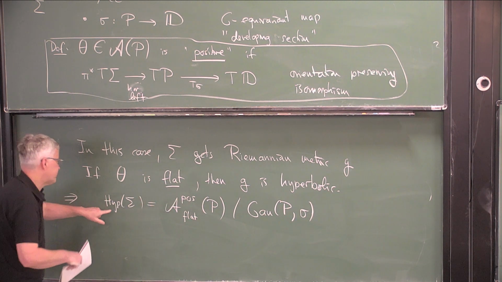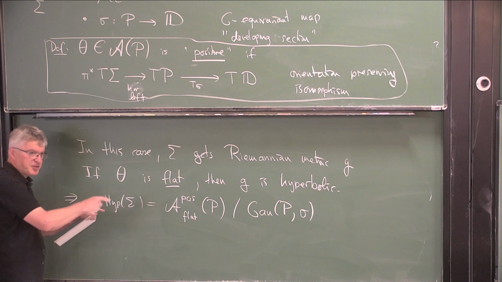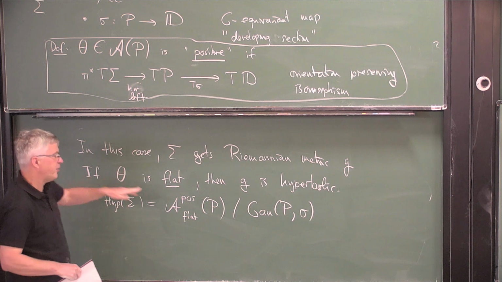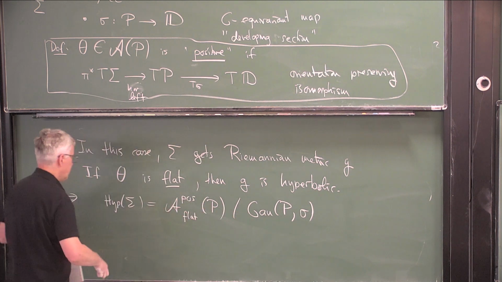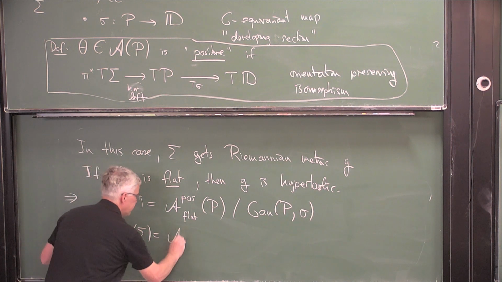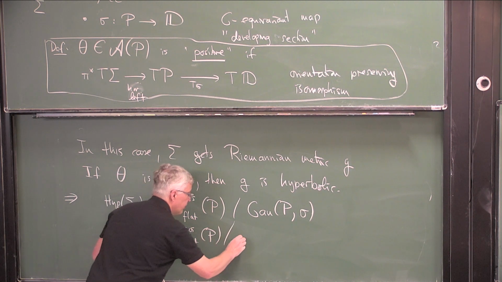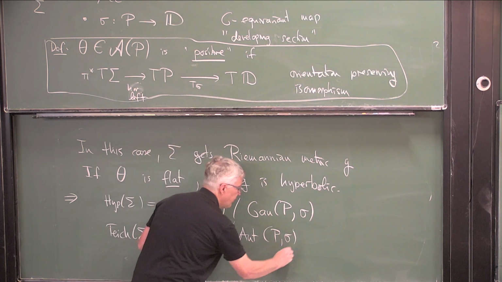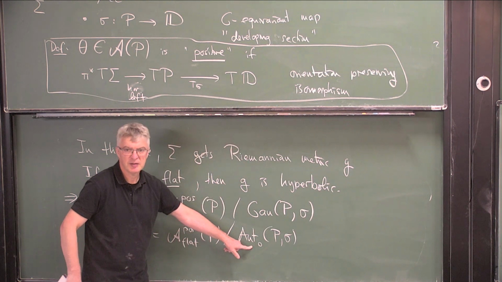I should say, when we go to Teichmueller space, we of course take a bigger quotient. We also quotient by diffeomorphisms of the surface, which in this language means that we don't just quotient by gauge transformations, we quotient by automorphisms. So Teichmueller space would be this space up to here. Be careful, it should be automorphisms of P preserving sigma, and I put a subscript here which indicates that the base map should be homotopic to the identity.